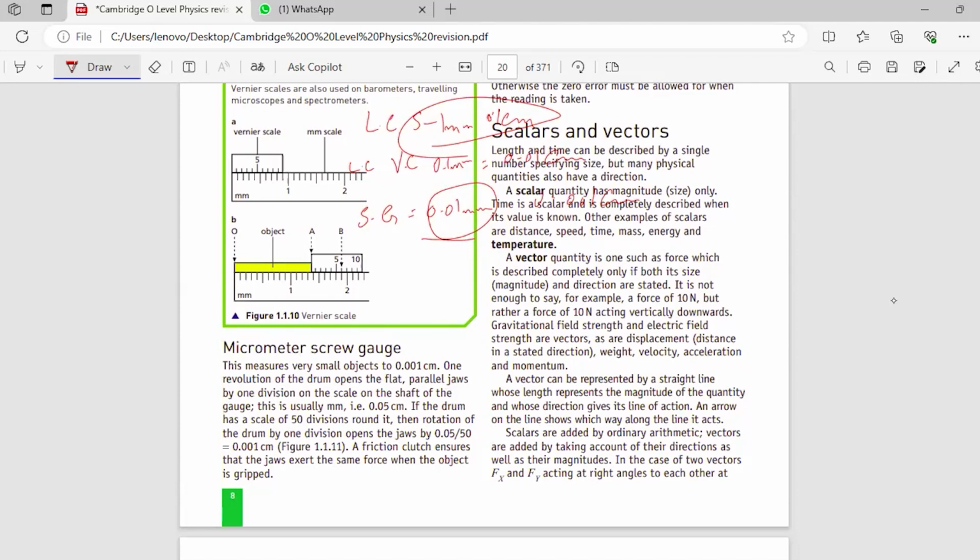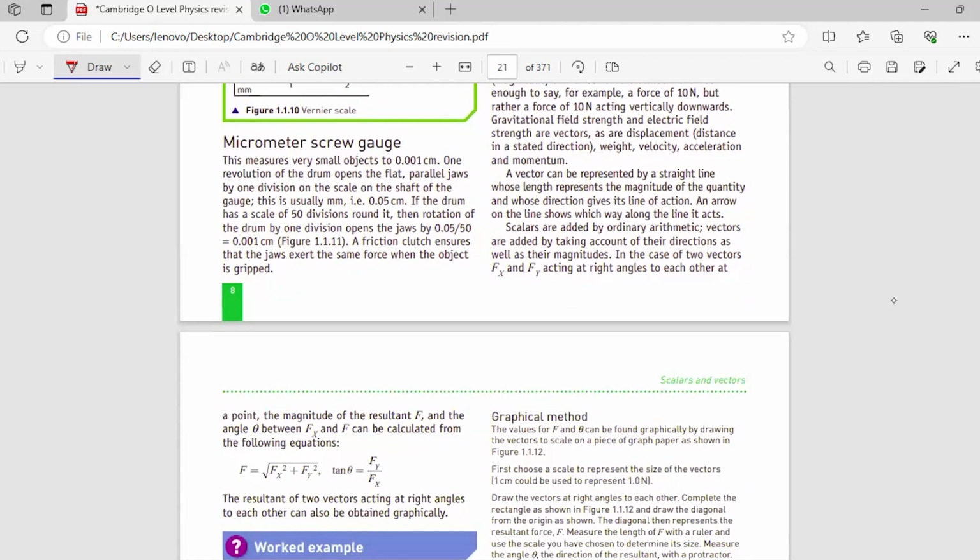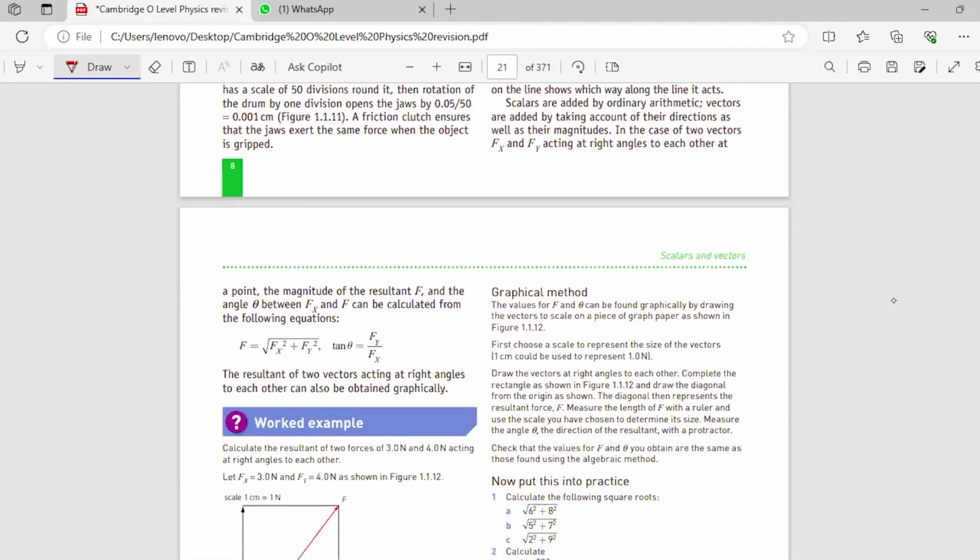Then there come the terms scalars and vectors. Scalar quantities are those quantities which require magnitude and unit, while vector quantities are those which need magnitude, unit, and direction. If we have to add two scalar quantities, for example, I have 2 kg apples and 3 kg bananas, the total mass I have is 5 kg.